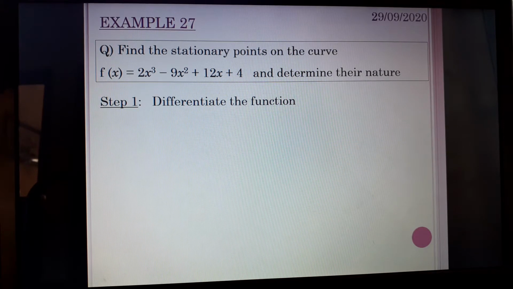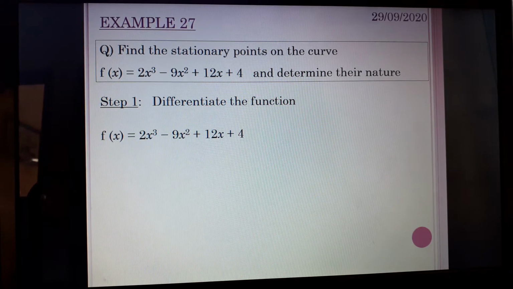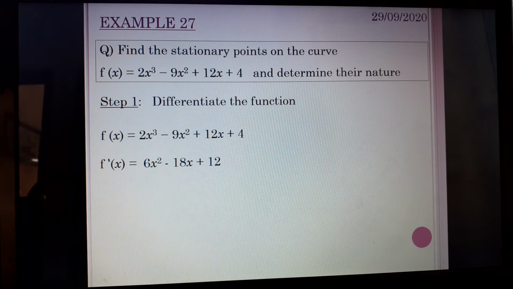The first thing we're going to do is differentiate the function. So here we have f of x and f dash of x is equal to, we multiply by the power, take one off the power. So we have 6x squared, then negative 18x, then plus 12. The x has disappeared at this point and the constant disappears. So we now have f dash of x equals 6x squared minus 18x plus 12.